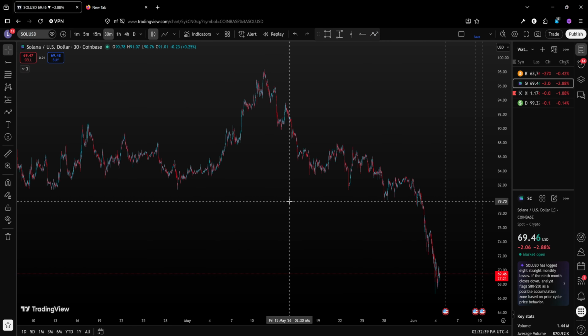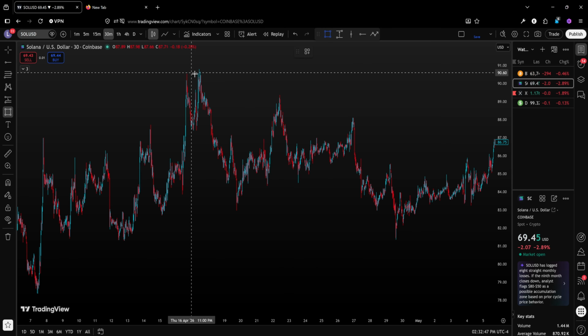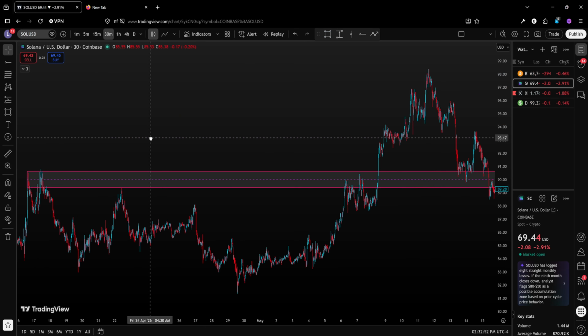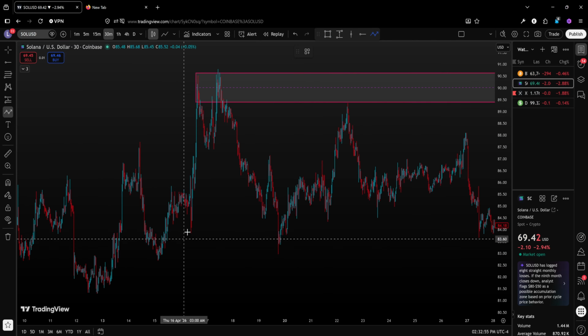Now let me go on the chart and see if I can find an example. I should be able to find an example. Let's use this as an example. Is this a good example? Yeah, we can use this. Boom. So let's see.